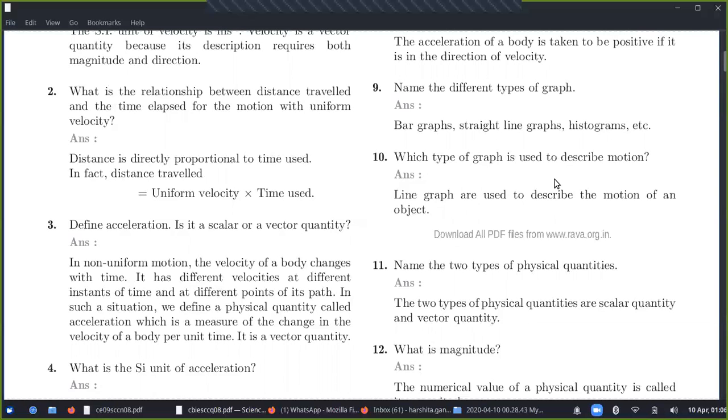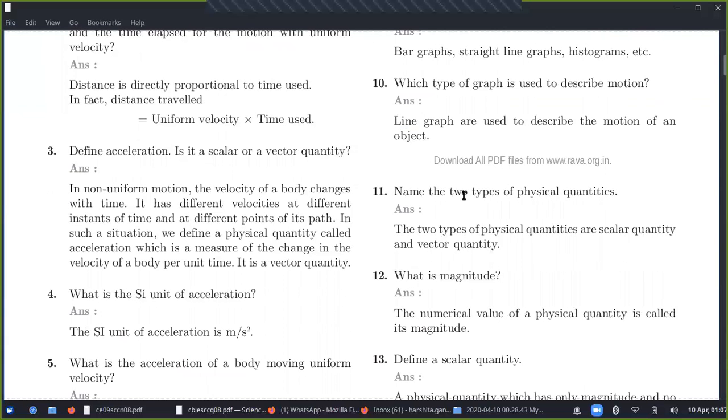All such types of graphs are line graphs. Okay, line graphs are used to describe the motion of any object. Because how can we make that line? By locating the positions, by locating the values of x and y, and we join those points and we get a line. So that's why it is called a line graph.